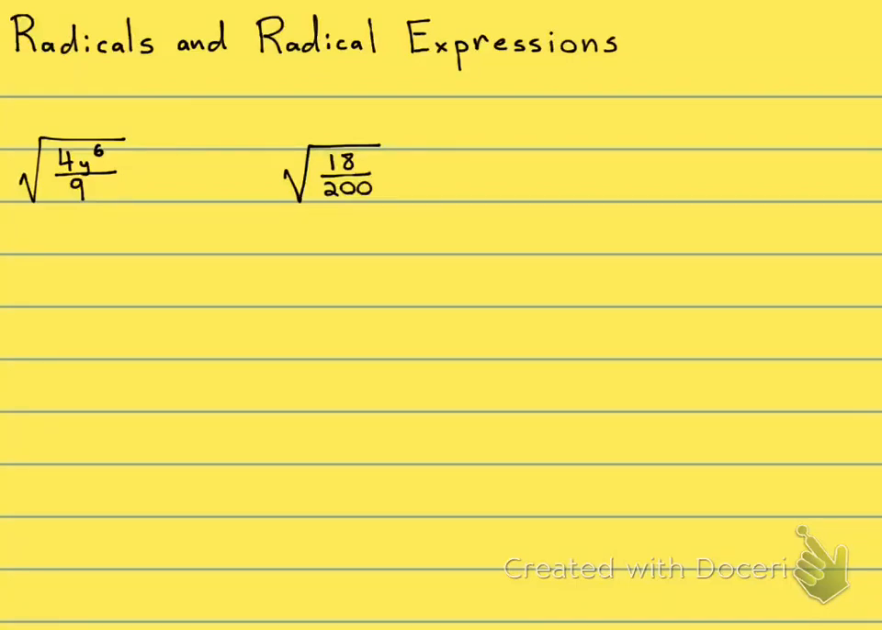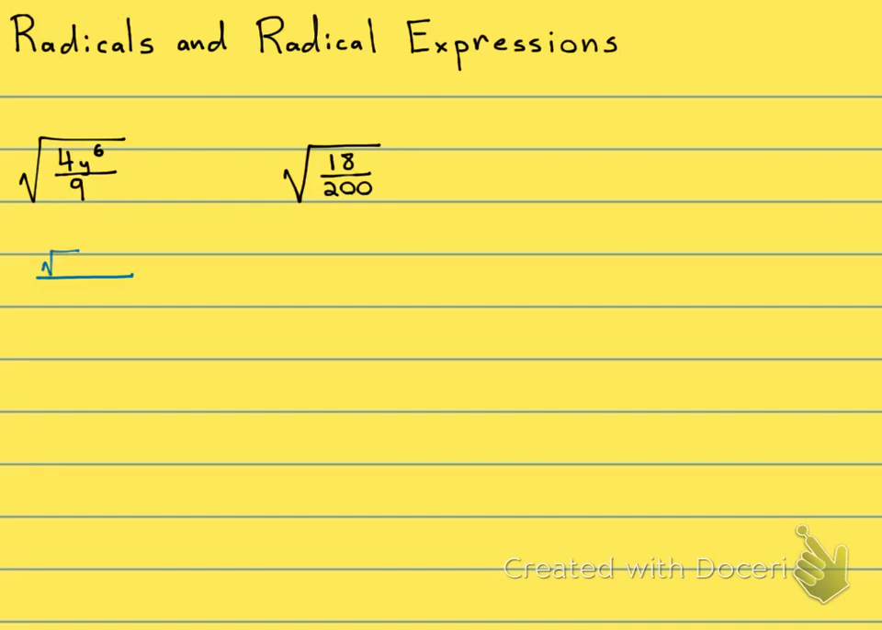Look at a few more examples of radical expressions. Very similar to how I split up the radicals and made multiple radicals for multiplication, I'm going to do the same thing, not just for multiplication, but also if I see division, like with that problem and with this problem. So let's look at the one on the left. It is the square root of 4y to the 6th over 9. And I'm going to split this up into 3 different radicals.